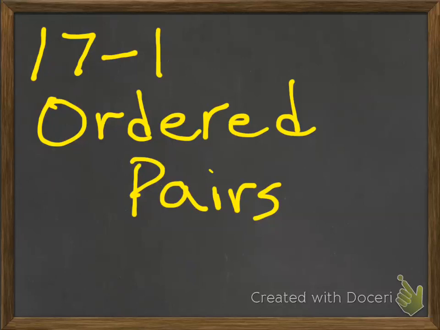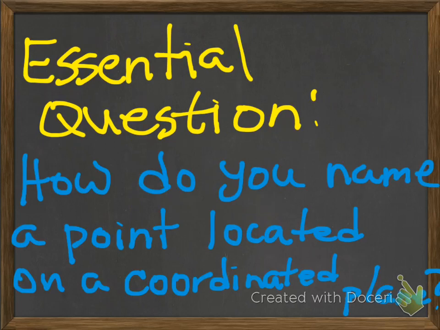Topic 17, Lesson 1, Ordered Pairs. Already we've identified points, lines, and line segments in previous topics. In this lesson you're going to learn how to graph and identify the location of a point on a coordinate plane. So our essential question is, how do you name a point located on a coordinate plane?